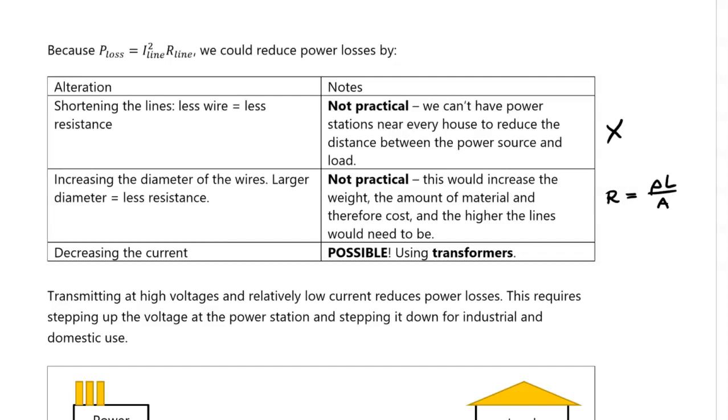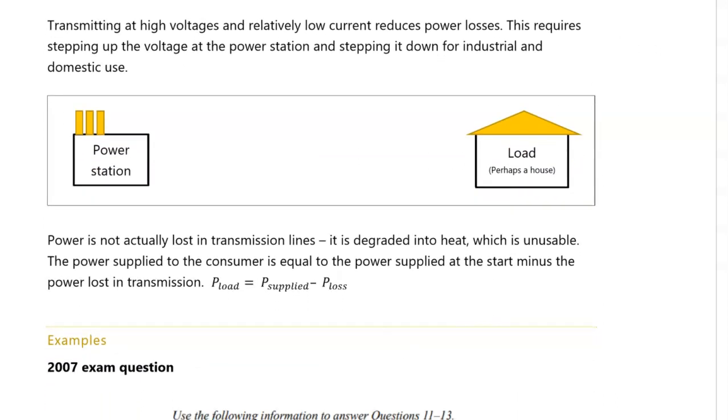So the final thing that we could do is we could actually decrease the current. Now, this is actually possible, and this is very doable by using transformers. So, transmitting at high voltages and low current reduces power losses. This actually requires us stepping up the voltage at the power station and stepping it down again for industrial or domestic use. So remember when we looked at transformers, when we stepped up the voltage, that was in a step-up transformer, so going from a small number of coils to a large number of coils.